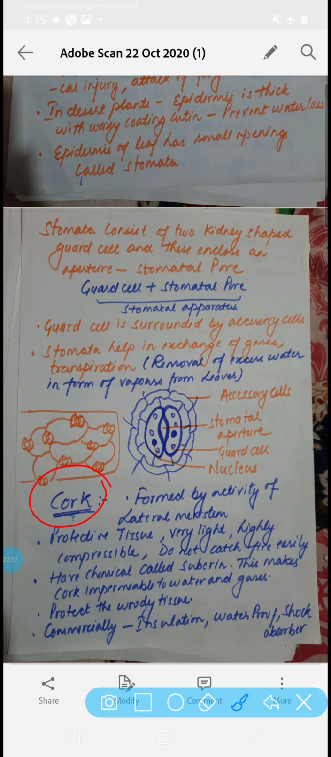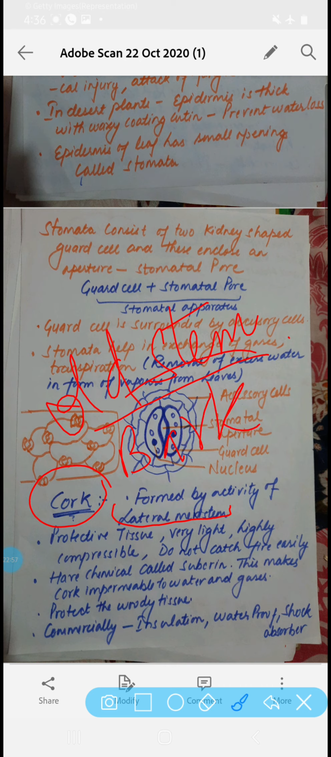Now this cork is present in the old stems. They are formed by the activity of lateral meristematic tissue. Cork is also termed as bark. हमने पढ़ा था सेल की जब सबसे पहले डिस्कवरी हुई थी, डेड सेल की, that was in the bark cell only, that was in the cork only, which was done by Robert Hooke.